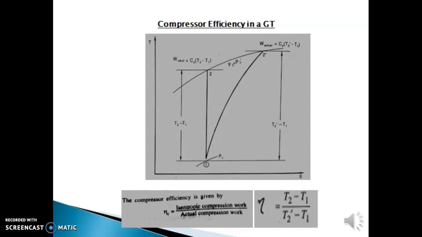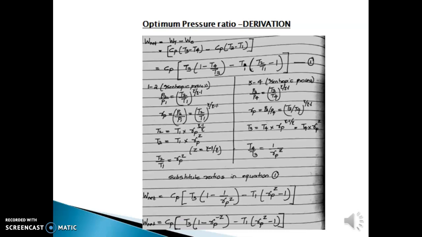So hope you understood the concepts that have been discussed here. Next we will be moving on to the derivation for optimum pressure ratio. This is a very important derivation because it has been asked multiple times in the university examinations. Now the main step is we'll first be writing, because we need to find the optimum pressure ratio in order to obtain maximum W net, right?